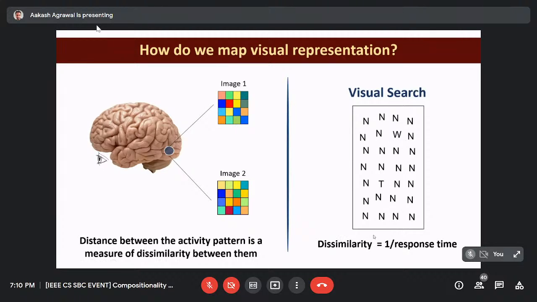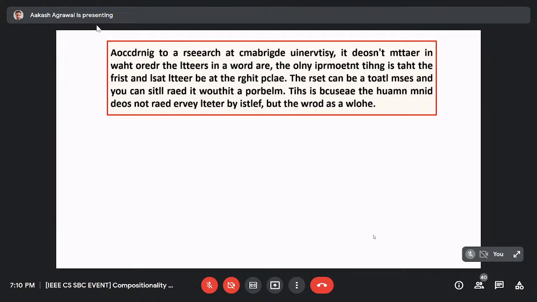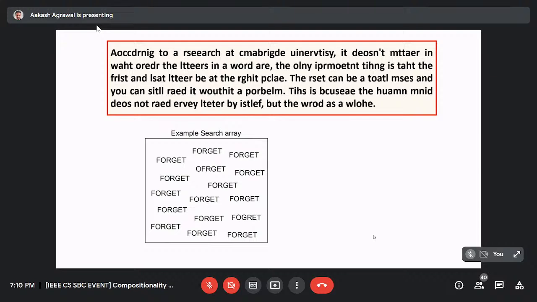So now we wanted to understand the dissimilarity space of letters. And so, coming back to the question of why are we able to read jumbled words? I think it may not have to do anything with language processing, but mainly because of visual similarity, and this illustrates that. In this example search array, if I don't ask you to focus on reading, you would notice that finding OFRGET is easier to detect than FOGRET.